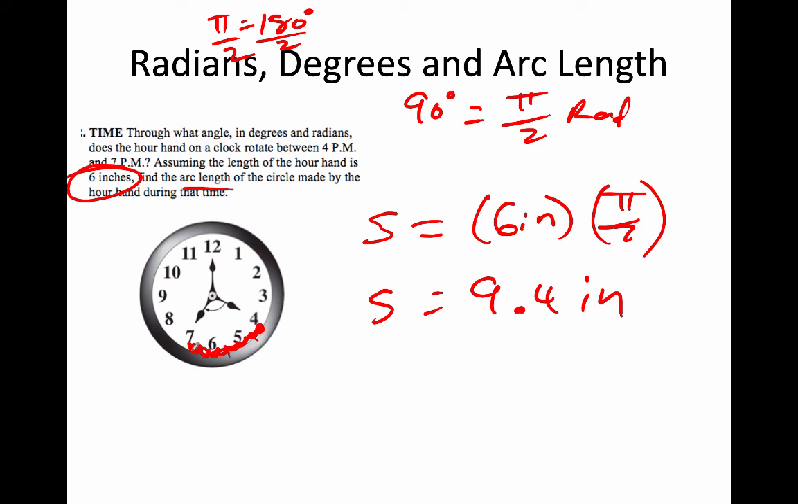All right, we got a little worksheet for you. Just remember, dimensional analysis, don't get freaked out by radians. Everything's going to be fine.